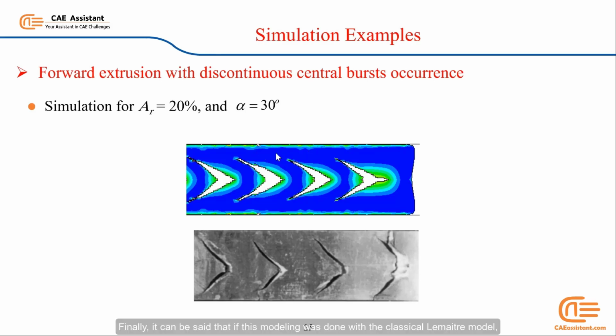Finally, it can be said that if this modeling was done with the classical Lemaitre model, only marginal cracks would be shown, but here, using the modified Lemaitre model, the central cracks are also visible. And it is closer to the experimental results.